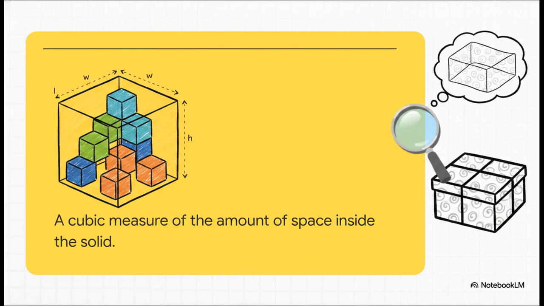It's a three-dimensional cubic measure determining the total amount of physical space contained completely inside a solid figure. If surface area is the wrapping paper on the outside, volume is the actual stuff packed inside the box. And to find it, we're dealing with 3 dimensions now. Length multiplied by width multiplied by height.